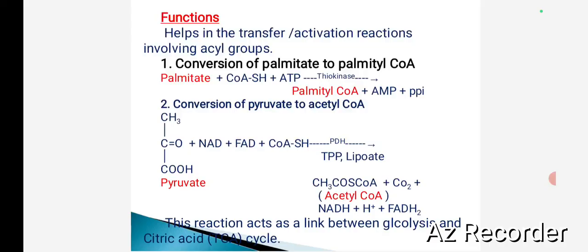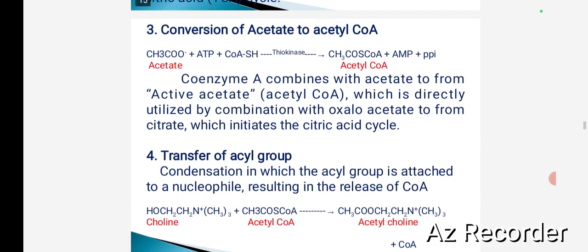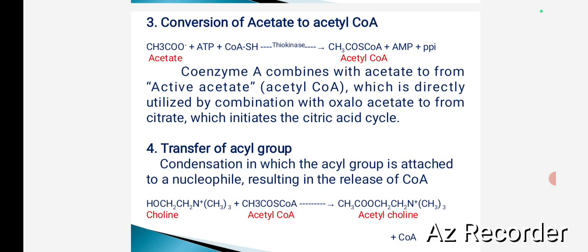Here pyruvate reacts with NAD, FAD and coenzyme A in the presence of pyruvate dehydrogenase enzyme to produce acetyl-CoA, carbon dioxide, and the reduced forms NADH and FADH2. This reaction acts as a link between glycolysis and the TCA cycle. Third example, conversion of acetate to acetyl-CoA.